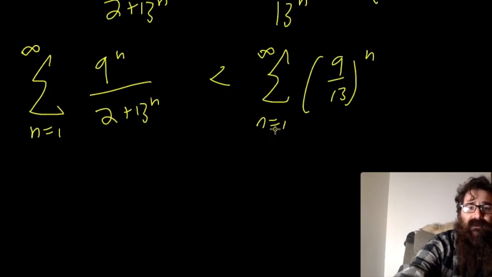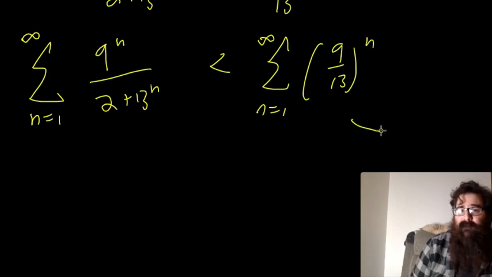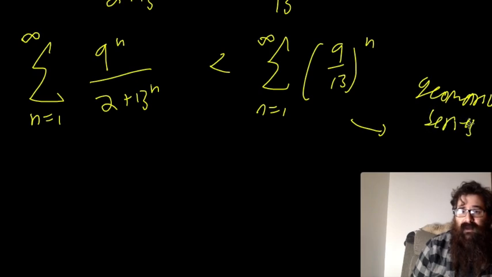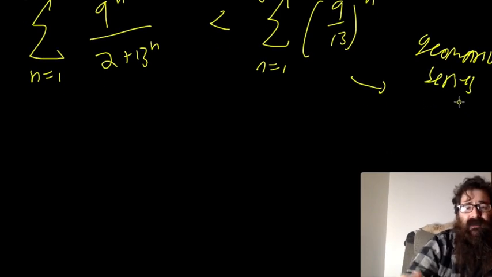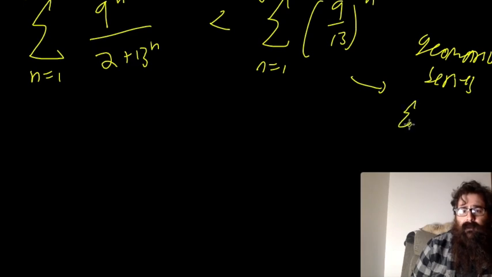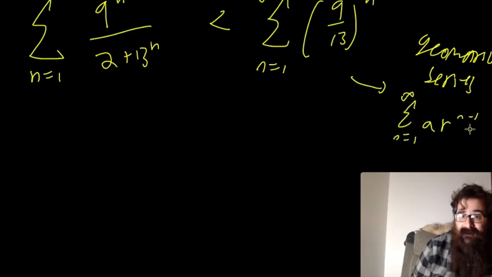Now, what do I know about this? This isn't quite in the exact form it should be in, but this is a geometric series. We can probably see that right away. Since it's starting at n equals 1, it should be the form, sum from n equals 1 to infinity of ar to the n minus 1.